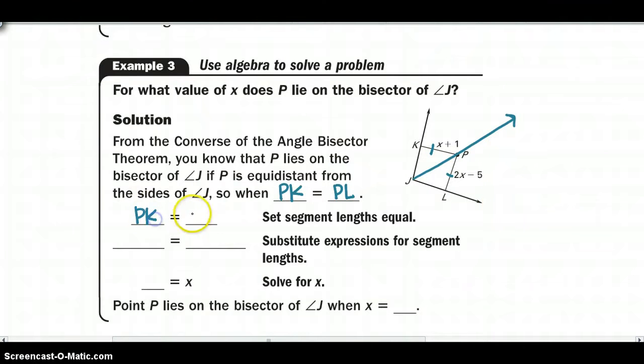So we know PK is equal to PL. So we can say x plus 1 is equal to 2x minus 5. So if I subtract x and I add 5, I come out with x is equal to 6. So if point P lies on the angle bisector of angle J, then we know that x equals 6.